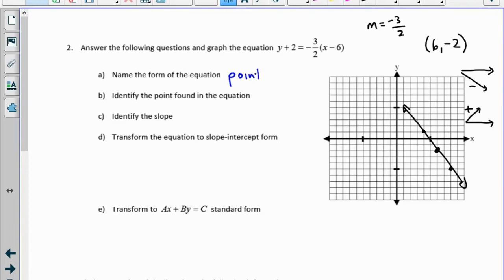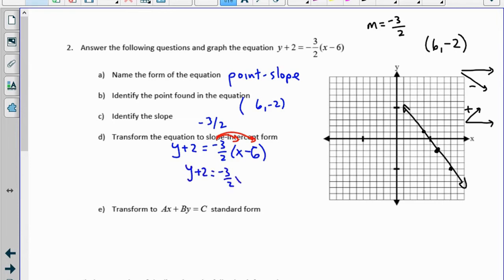So this is a point slope equation of the line. Identify the point. Oh, we already did that. Identify the slope. Oh, we already did that. Transform the equation to slope-intercept form. Okay, now we can manipulate things a little bit. So if I start with y plus 2 equals -3/2 x minus 6, I'm going to use the distributive property. So I end up with y plus 2 equals -3/2 x plus 18/2, which is the same thing as plus 9. Notice that a negative times a negative equals a positive in that particular case.